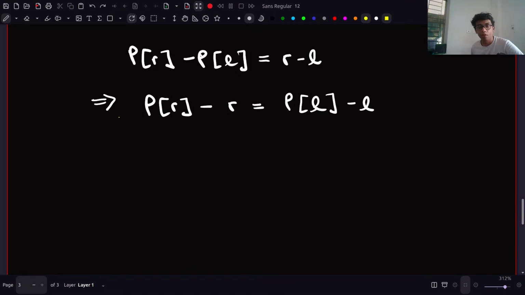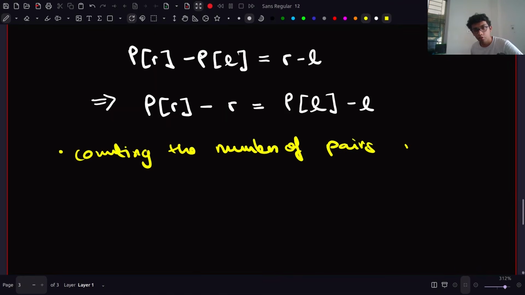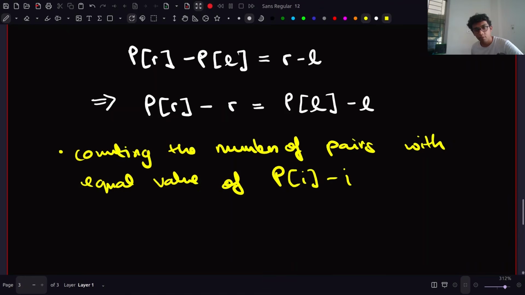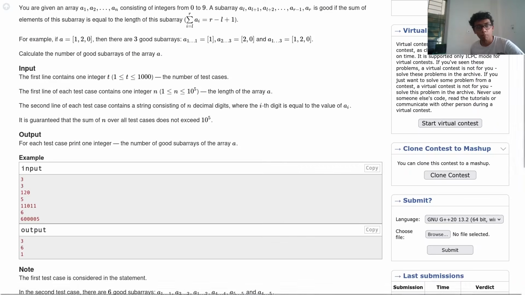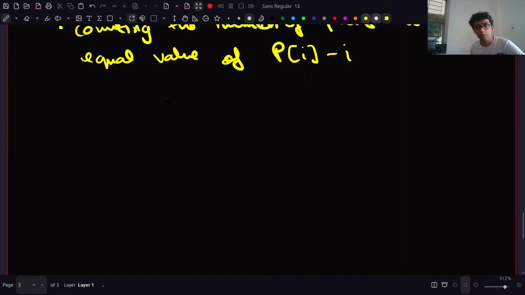So basically what we are in essence doing is counting the number of pairs with equal value of P of I minus I. Okay, so I'll show you an example using the previous example which we had. So let's say our array was A equals 1 1 0 1 1. Okay, this was our array.